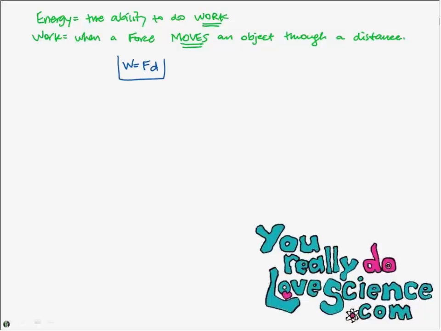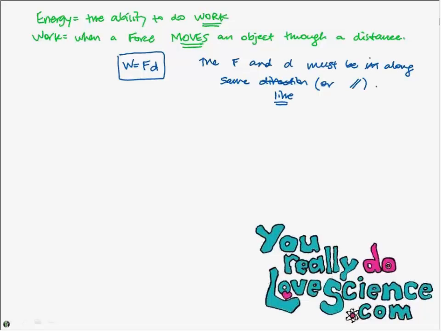Here's the catch, the tricky thing. The force and the distance must be in the same direction. Or parallel. So they have to be along the same line. Or you could say along the same direction, along the same line. So it's really easy if you're just pushing something straight, like a box, and you use a force and you move in this direction. There's the force, there's the direction. You just multiply the force times the distance and you get your work. Work is in joules just like energy is in joules.